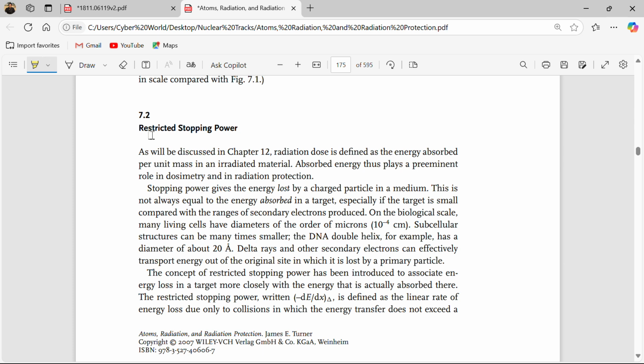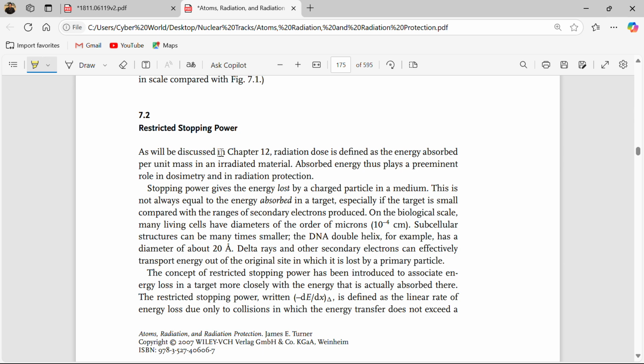Stopping power is basically the decrease in energy. You already know that this is basically the rate of energy transfer. Stopping power is basically the rate of energy transfer with respect to distance x, and there is a decrease in energy. That's why there is a negative sign in the formula of the stopping power.